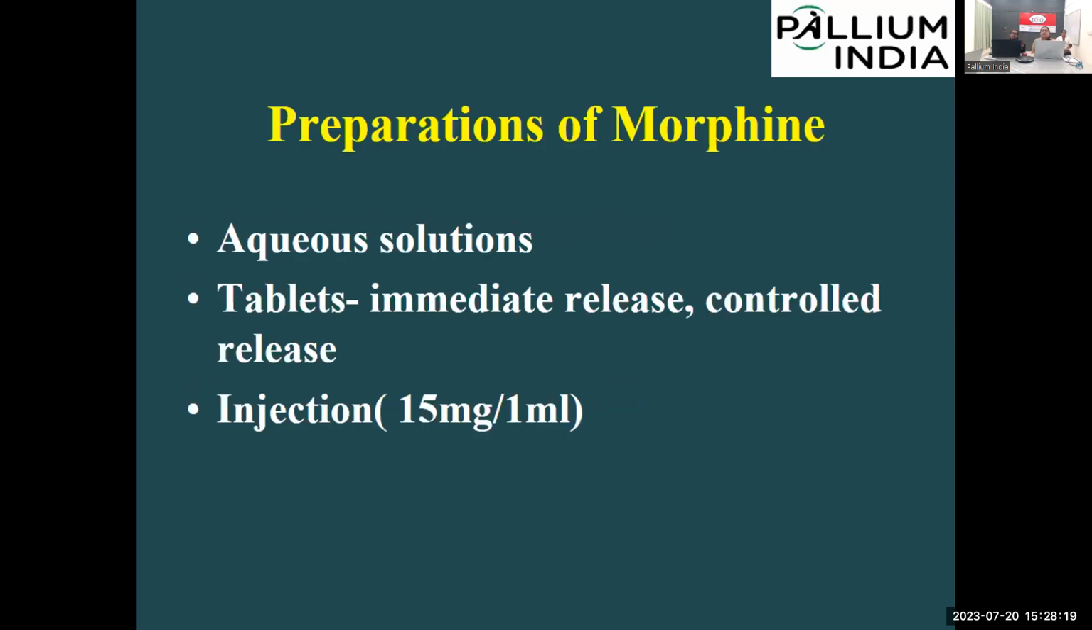So moving on to the different preparations of morphine. Morphine is available as aqueous solutions, syrup forms, immediate release as well as controlled release tablets, capsules, and also as injections. 1 ml contains 15 milligram of morphine.